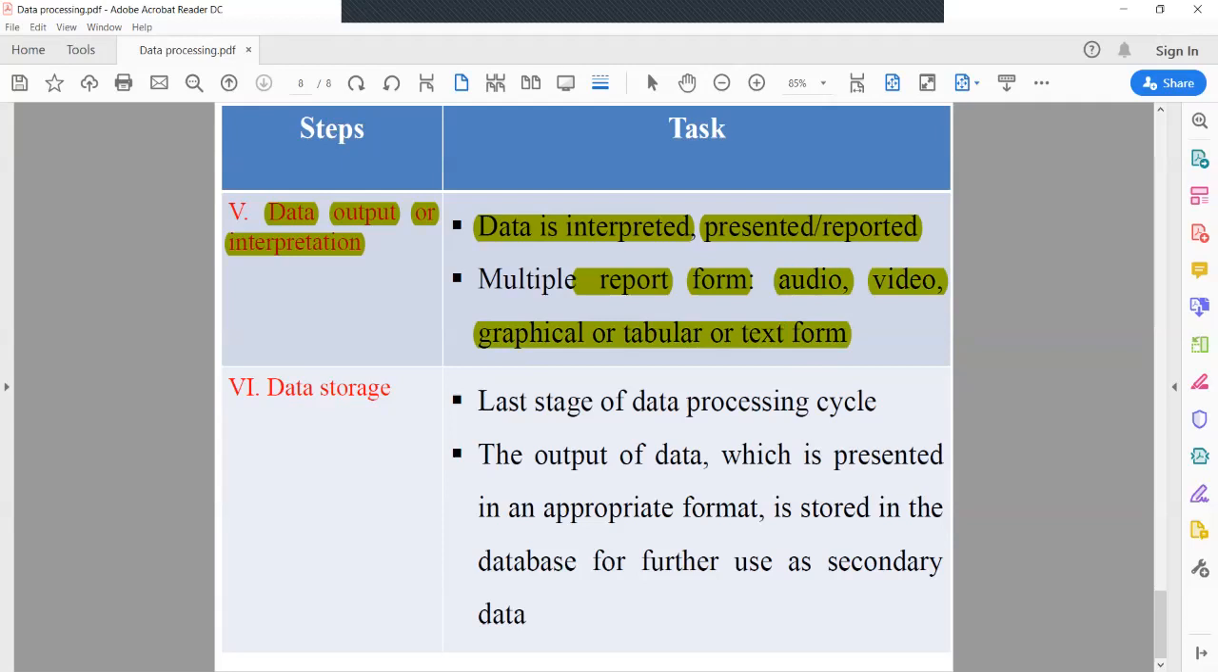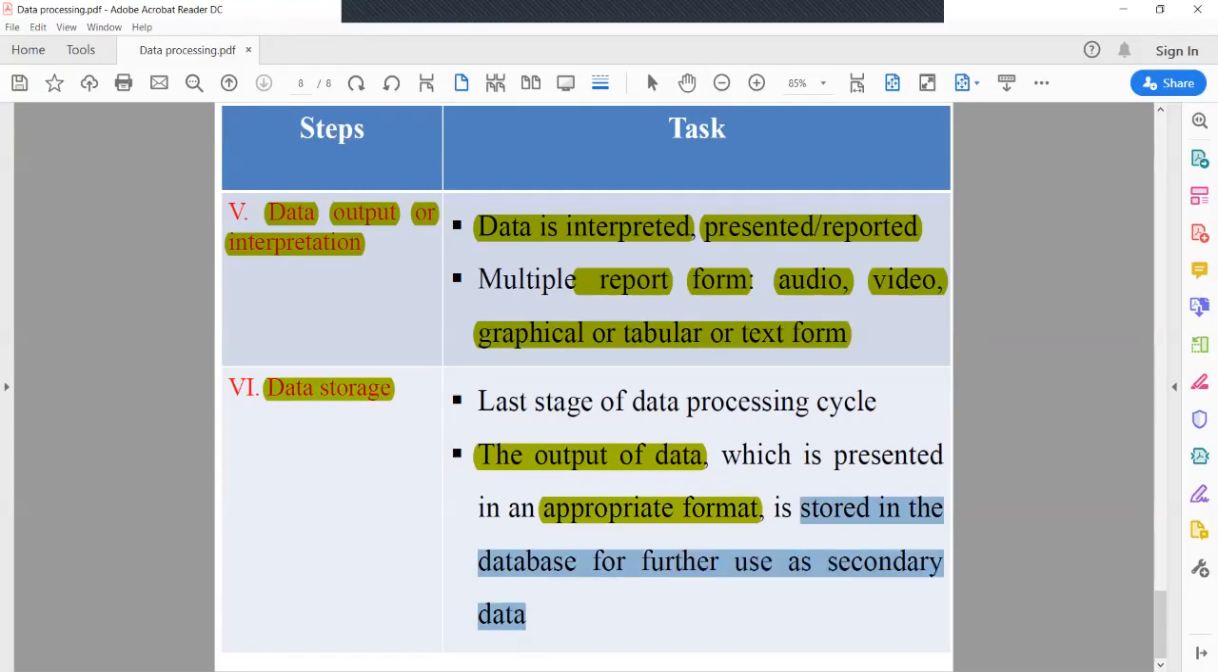The last phase, or last stage, is the data storage of the data processing cycle. The output of data, the data which is presented in the fifth step using an appropriate format for presentation, is now stored in databases for further use as secondary data.